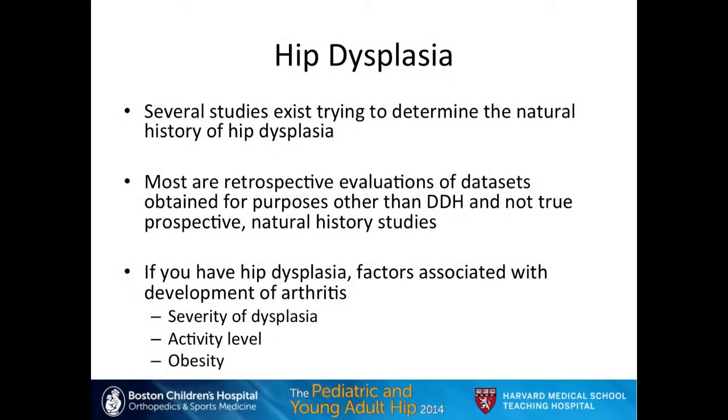The severity of dysplasia, I think that makes intuitive sense. Worse looking dysplasia means more rim overload, worse instability. Increased activity level, loading the joint more frequently, or increased loads, and also along the idea of increased load, increasing body mass index, the amount that you have to carry around.